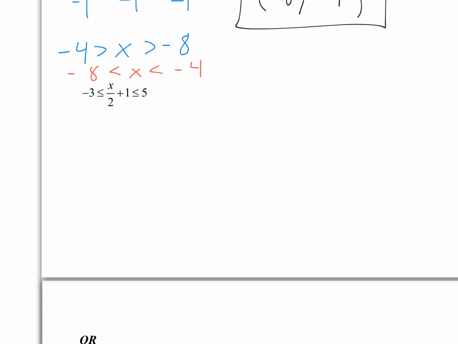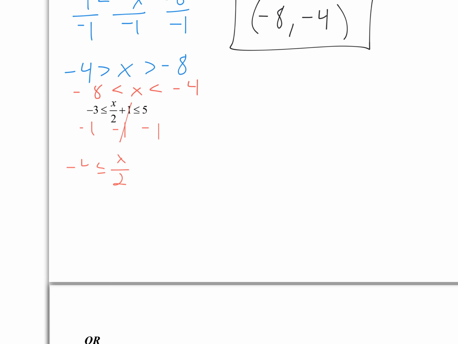Looking at our next example, I'm going to start by subtracting 1 to work on getting x by itself inside. So I have to do that to all three parts. Well, the middle, you get x over 2. On the left, -4. Whoops. On the right, +4. Now to get x by itself, I need to multiply by 2 to all three parts. -8 is less than or equal to x, which is less than or equal to 8.